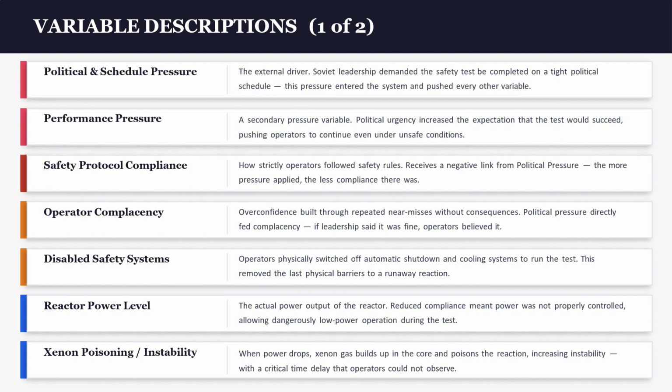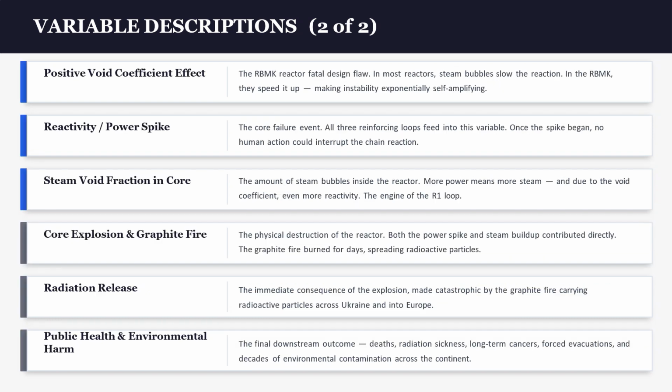Operator complacency built up over years and positively caused disabled safety systems. Complacency meant protections get switched off. Disabled safety systems positively fed reactivity, nothing left to hold it back. Reactor power level positively caused xenon poisoning behind the delay. On the physics side, the positive void coefficient is the design flaw that nobody told operators about. It closes R1 by feeding steam void back into reactivity.